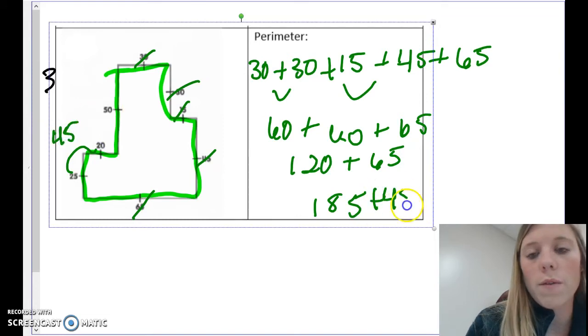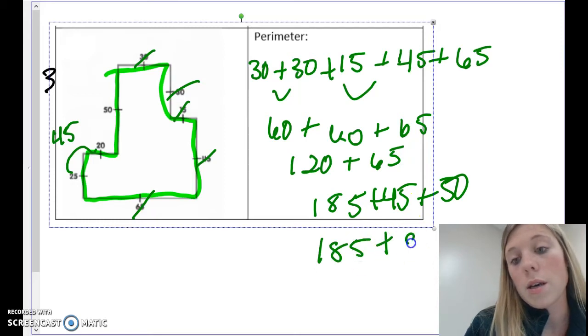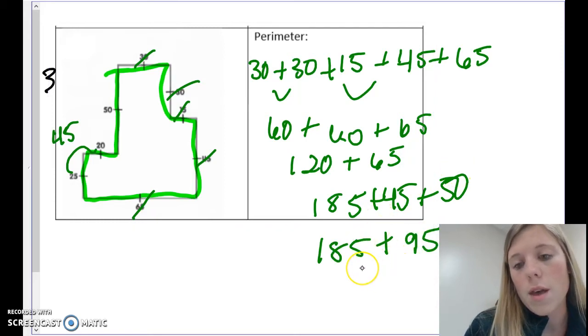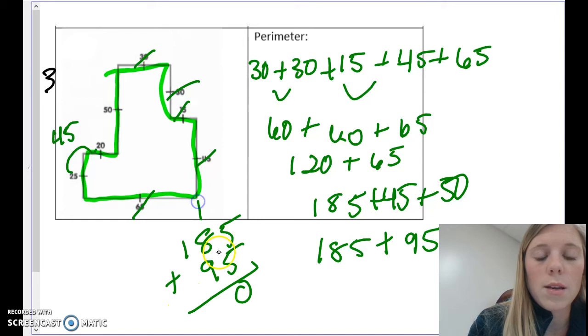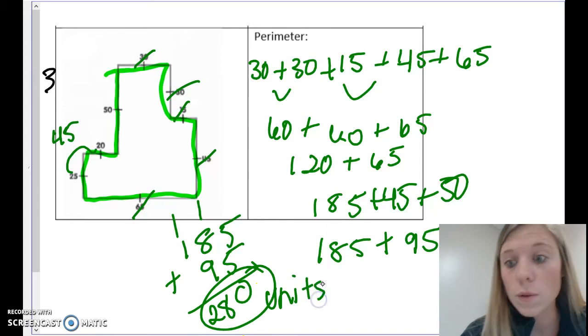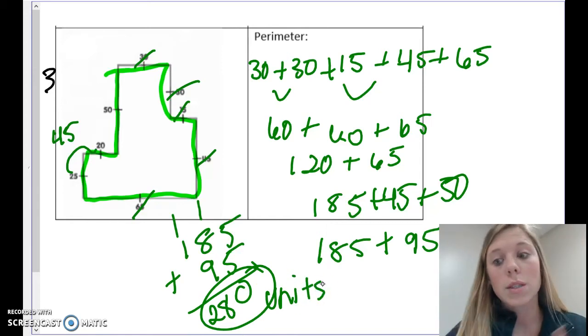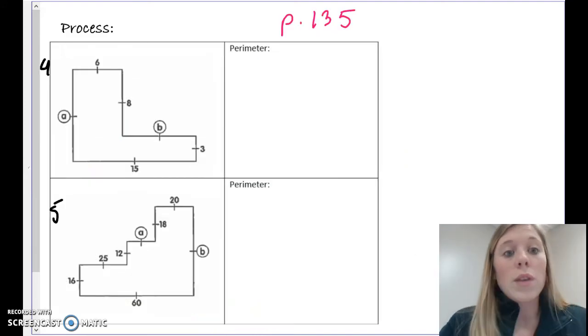So we can just add 45 and 50. So 185 plus 95. I can't do this all in my head. That would be 10, 8, 9, 18. So 280. Oops. Units. I almost forgot. Even though we weren't given units, we still need to write down units. Measurement is important.